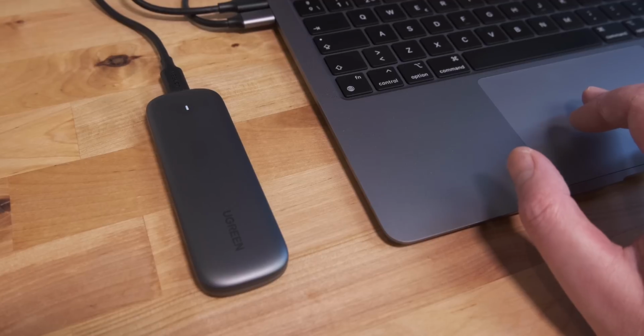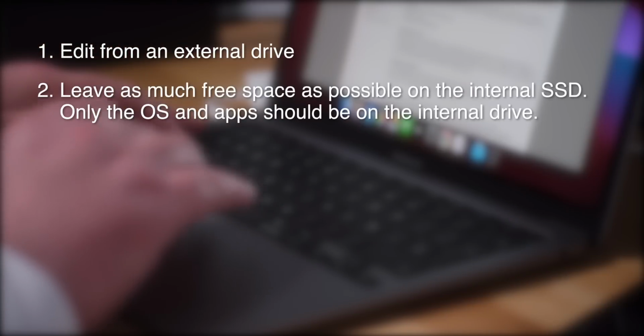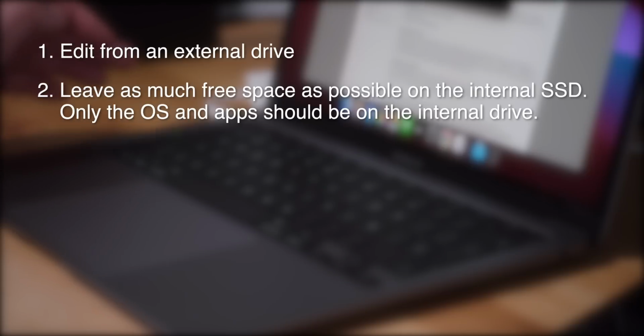So what can be done to mitigate it? If you're using your Mac to edit photos or video, make sure that you're editing from an external drive. Leave as much free space on your internal drive as possible. Only the operating system and your applications should be on the internal drive. Data files like documents, photos, and videos should be on an external drive. This not only means that you won't lose your data in the event your SSD does die, but the more free space that's available, the better wear leveling can do its job of extending the SSD's life.